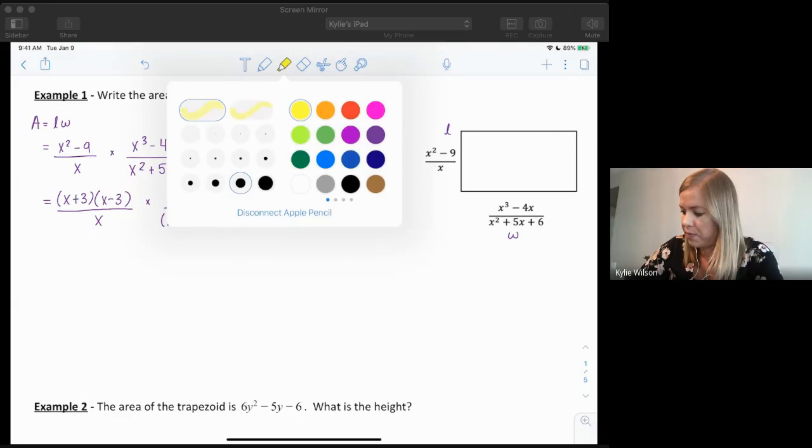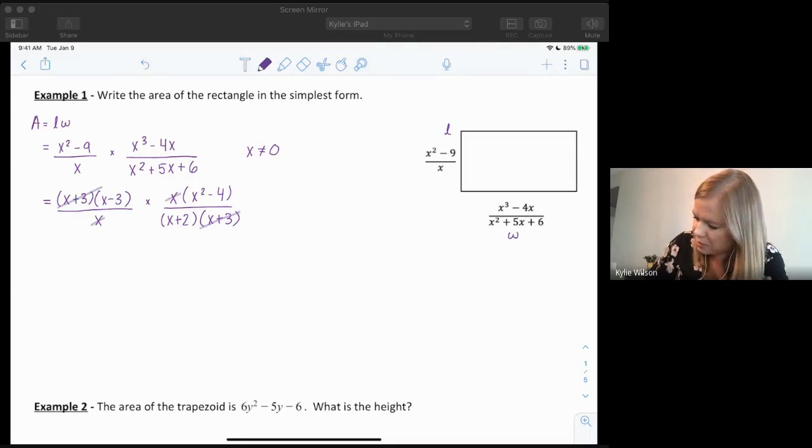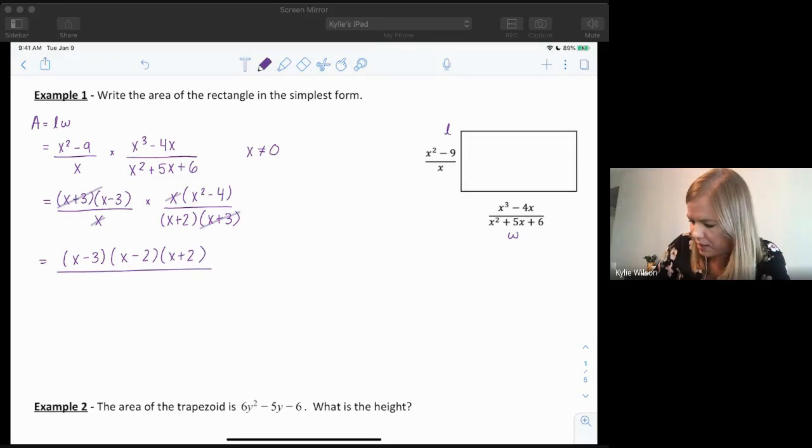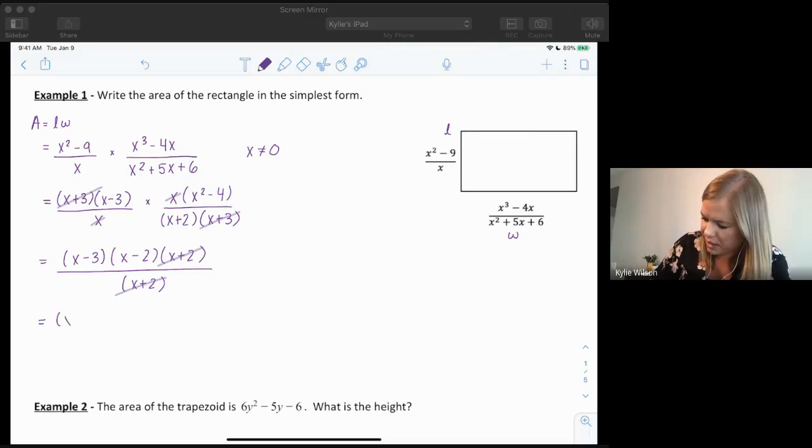Okay, so now let's cancel some things out. So this cancels with this, and this cancels with this. And then we'll just continue on. So we have x minus 3, x squared minus 4. That's a difference of squares too. So I'm going to do x minus 2, x plus 2. And all of that is still over x plus 2. So now I can cancel some more things. Plus 2, x plus 2. And I'm just left with x minus 3, x minus 2.